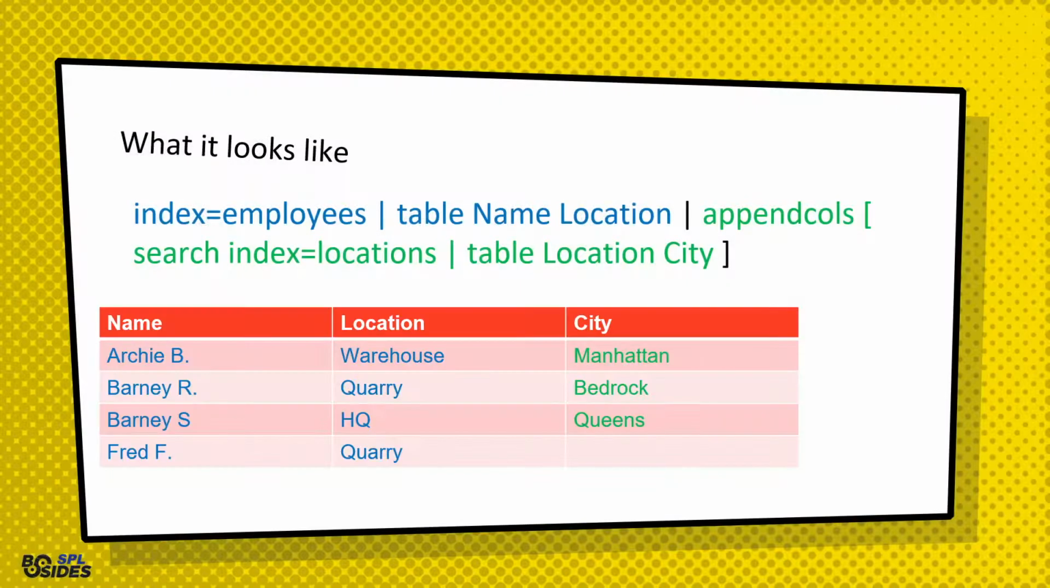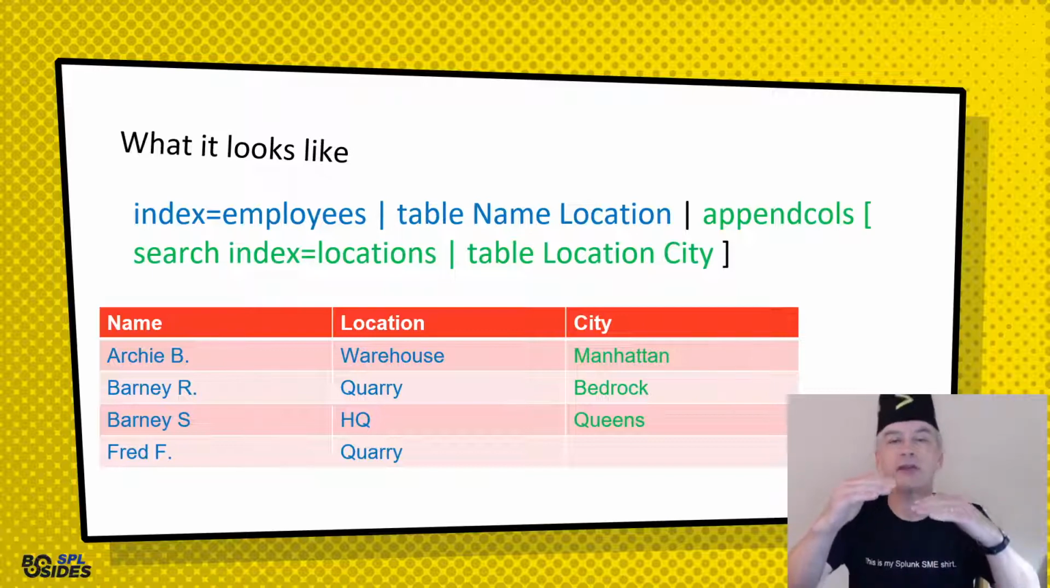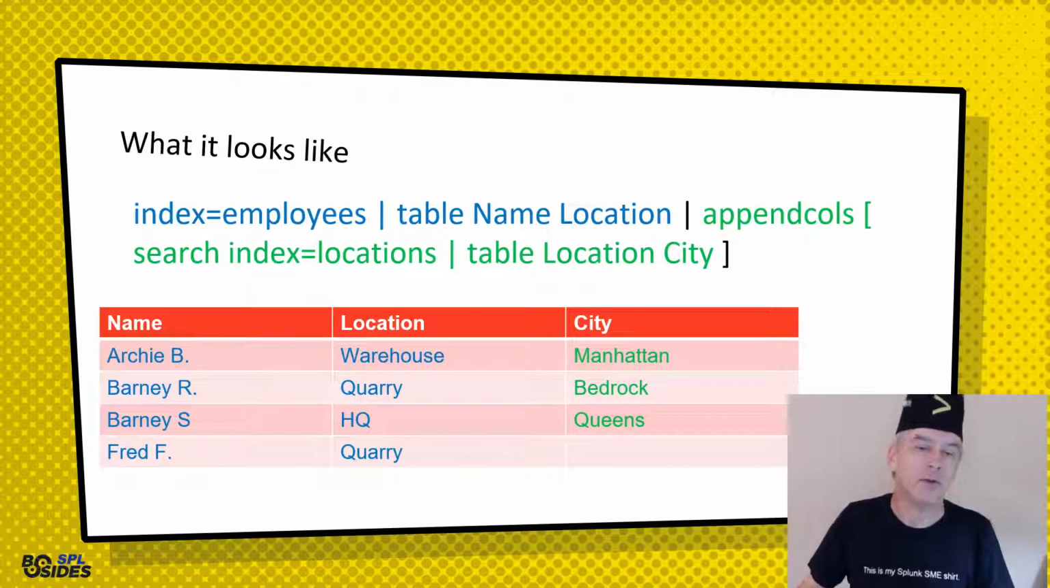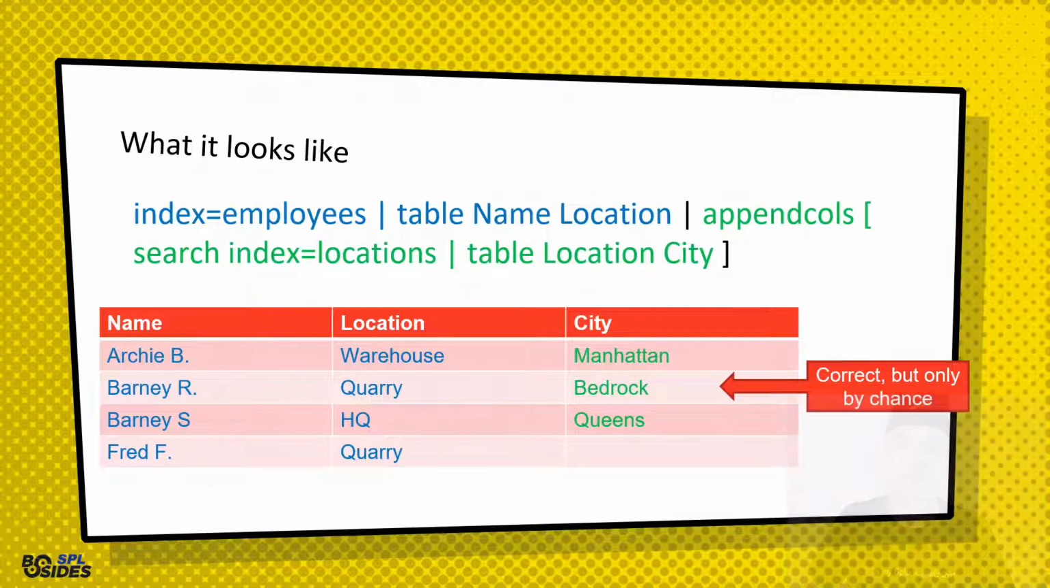This becomes more apparent when we add another employee to the results. Here we see Barney R. also works in the quarry, which is correct in the results set, but only by chance. Results from the employees index and the locations index just happen to line up in that place. Notice, however, there's no value for the city field for Fred F's work location. That's because there are 4 employees, but only 3 cities.